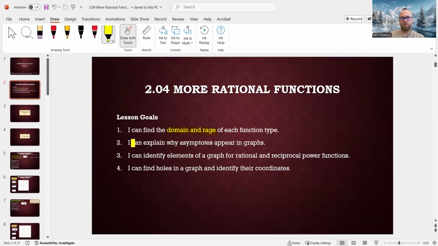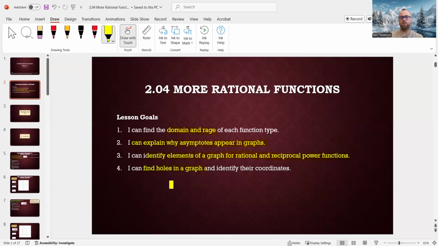You should be able to also explain why asymptotes appear in graphs. We've already gone over this, so you should already know, but you should definitely know after today, because we're going to talk about that a little more. You should also be able to identify elements of a graph for irrational and reciprocal power functions. This is something, again, we've been doing over the past couple days. And finally, what's really new and kind of changing the way we see things today is finding holes in graphs.